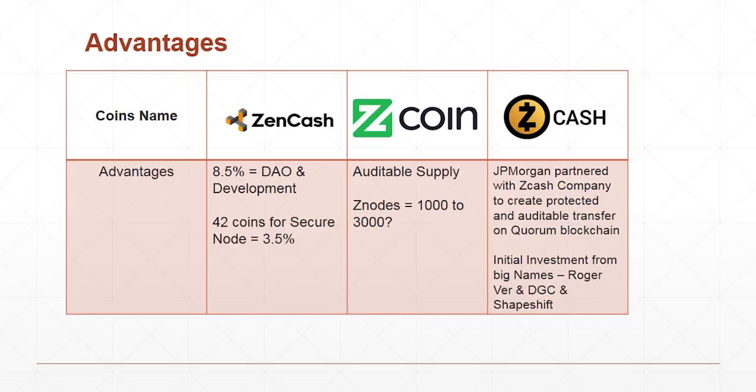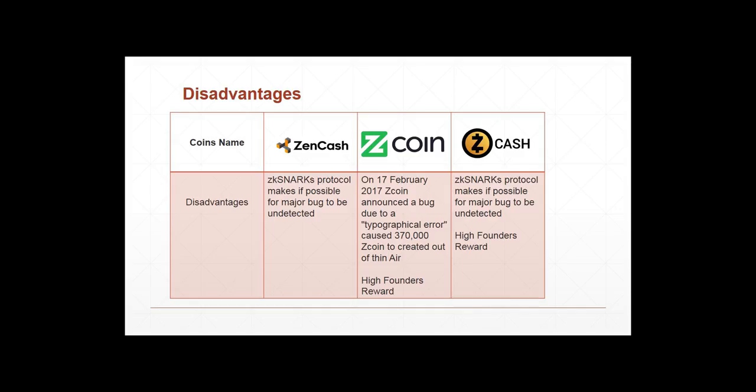For Zcash, I think the biggest advantage is that JP Morgan actually partnered with Zcash to help create an auditable blockchain on their private blockchain called Quorum. They also had a big initial investment of $2 million from Roger Ver, Digital Currency Group, and ShapeShift. So they actually have huge trust in the industry from some big players.